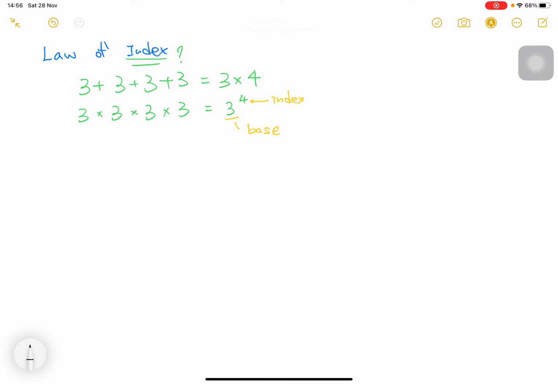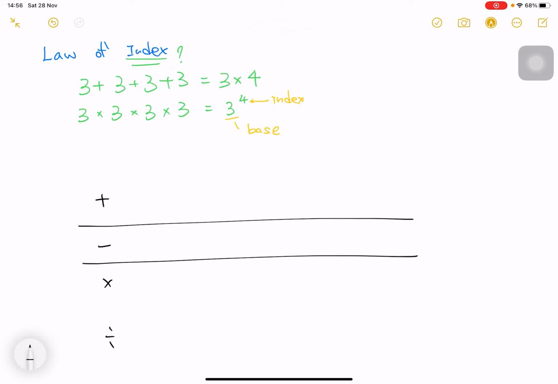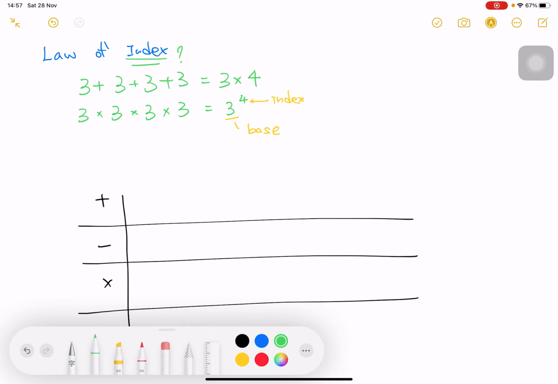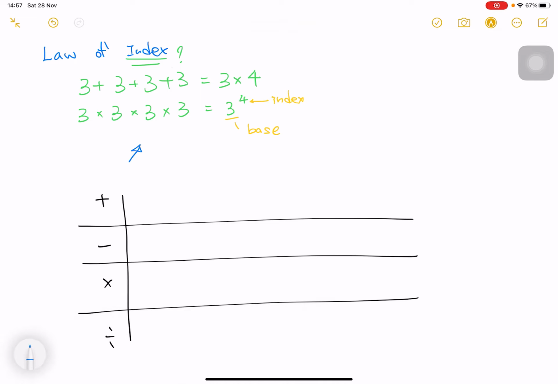In the index, we also have addition, subtraction, multiplication, and division. But it is definitely a little bit different from the original operations that we learned. So what operation did you see in the original operation? It should be like this. So what does the addition mean in the index? You can take the above one as an example.